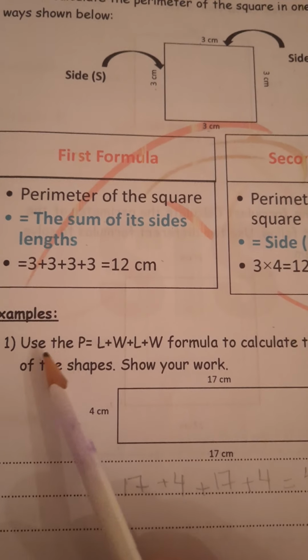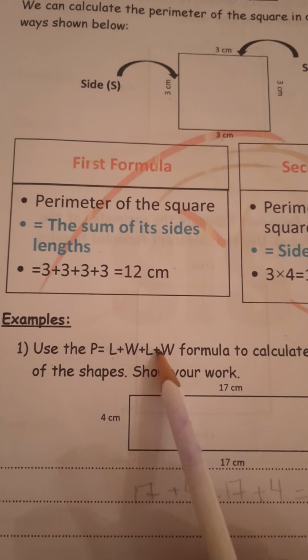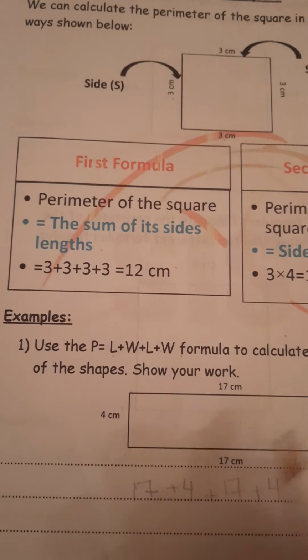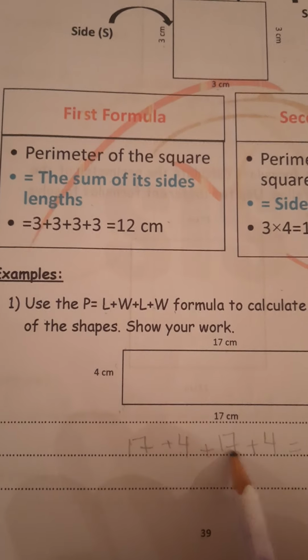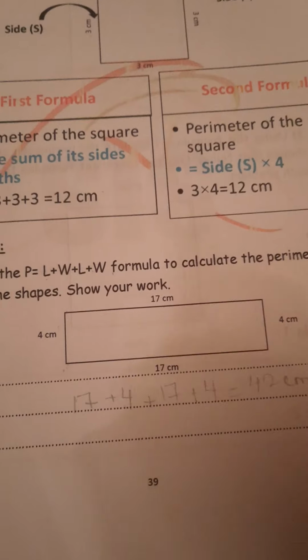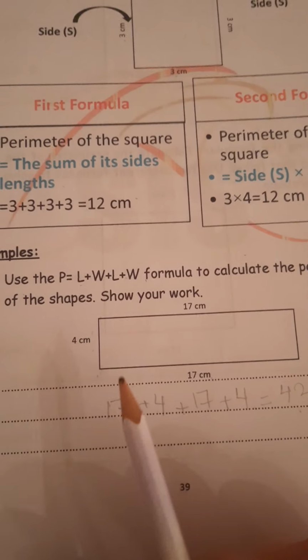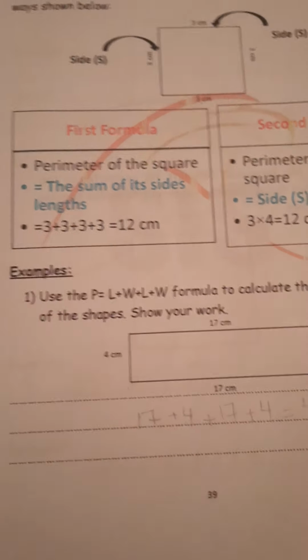In this example, I have a rectangle. He asked me to use the perimeter formula length plus width plus length plus width. This is called the width and this is called the length. I have 17 plus 4 and then 17 plus 4, equal to 42 centimeters. This is the formula of length plus width plus length plus width.